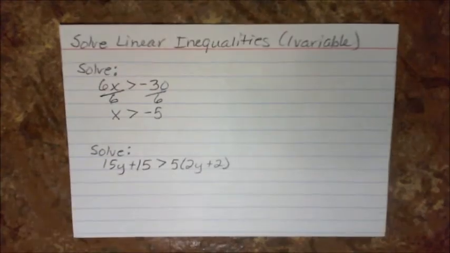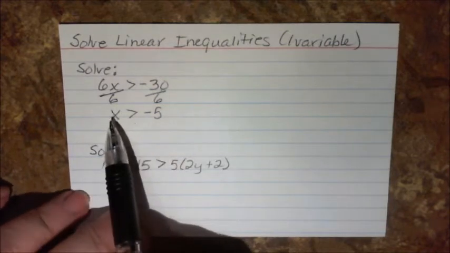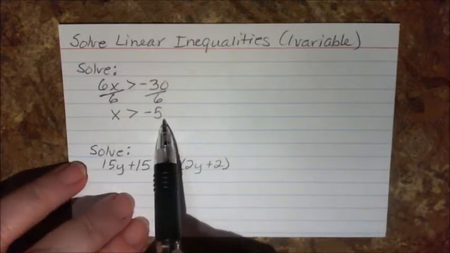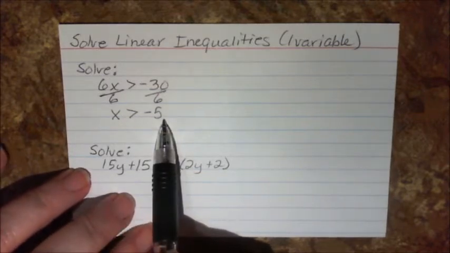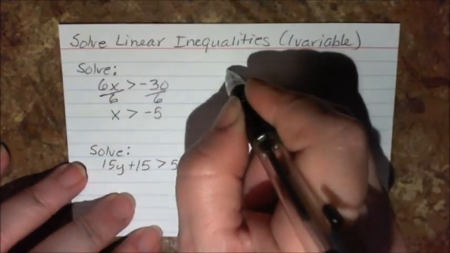Now that's a solution, but it's different from an equation because an equation often has one solution. X is greater than negative 5. There are lots and lots of numbers greater than negative 5. So we might be interested in showing the solution in some other ways. The solution set is one good way to show the solution. We could also show it as a graph.